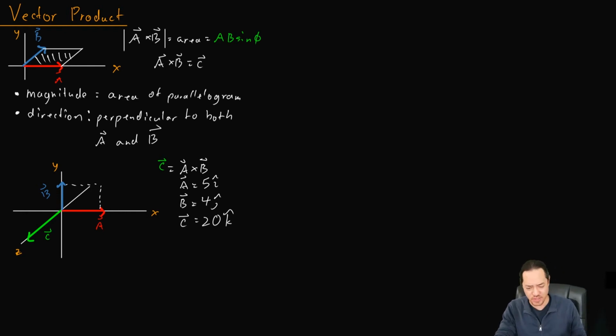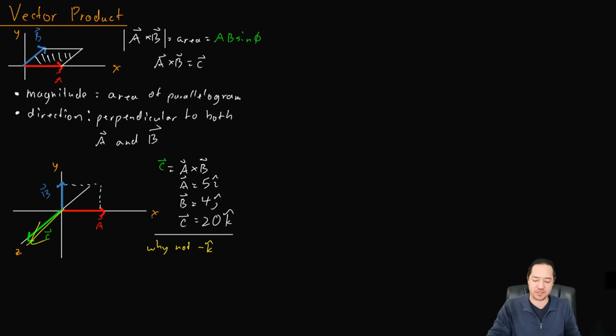But here's a question for you. Why not negative k hat direction? Why was C pointing in the positive k hat direction? I mean, we can easily also construct a vector that points in the negative k hat direction, right? I mean, that's also perpendicular to both A and B. So why did we arbitrarily choose the positive k hat direction and not the negative k hat direction?